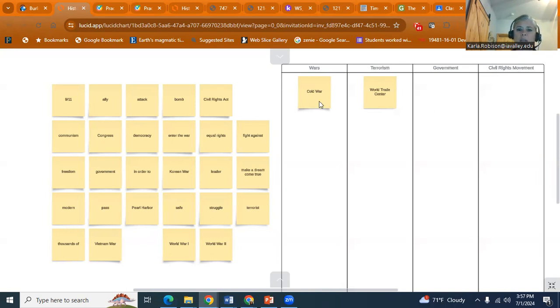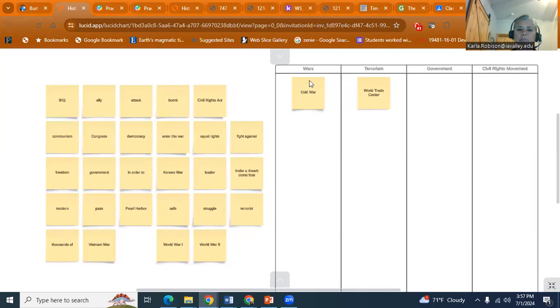I did a couple already. Basically, the Cold War is a war. Well, it wasn't really a war, but the United States and Russia were very angry with each other, and we said a lot of words and made a lot of threats, so we call that the Cold War. There's a big threat of nuclear war because Russia has nuclear bombs and so do we. So that's why we put it under wars. Terrorism: the World Trade Center was an act of terrorism.